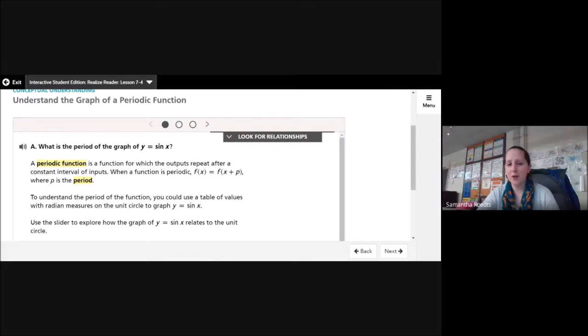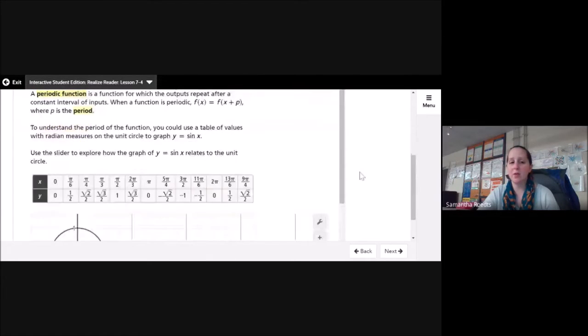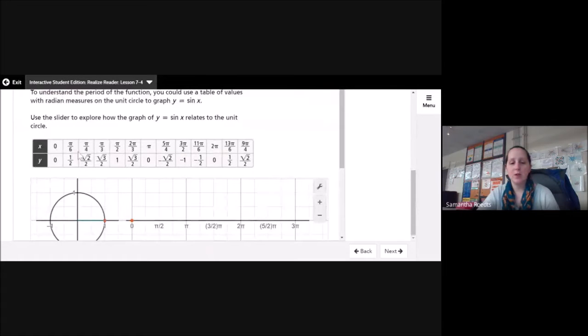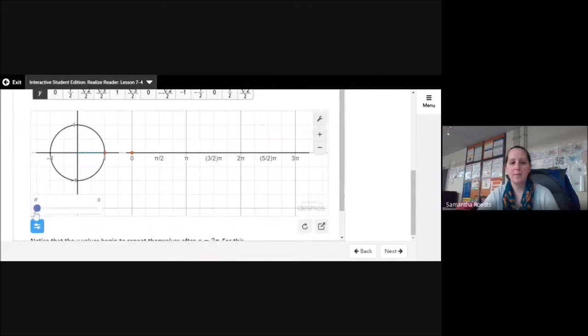To understand the period of the function, you can use a table of values with radian measures on the unit circle to graph y equals sine x. Use the slider to explore how the graph of y equals sine x relates to the unit circle. So here's my table. So you can see at pi over 2, I get to 1. When it touches pi, I'm over here at -1.